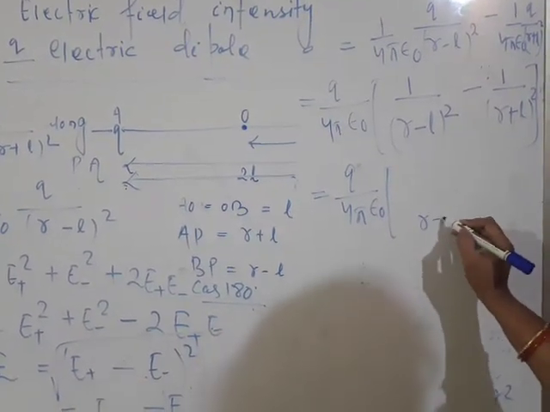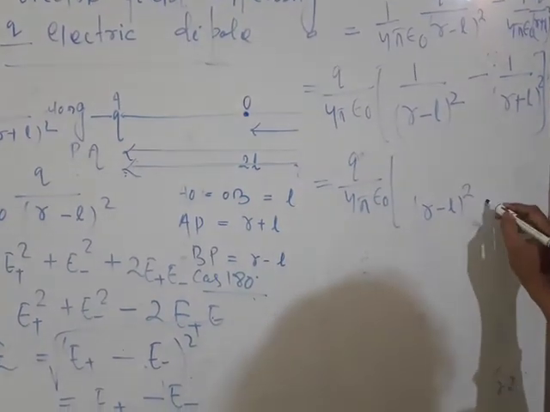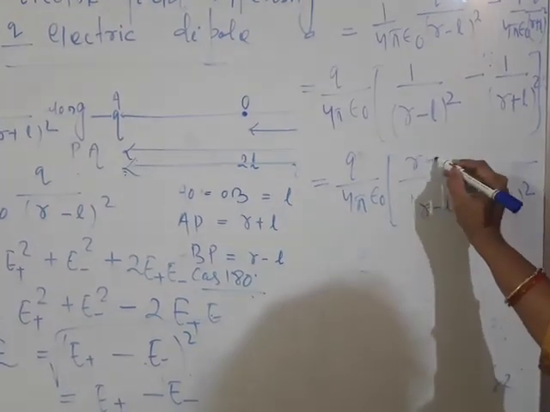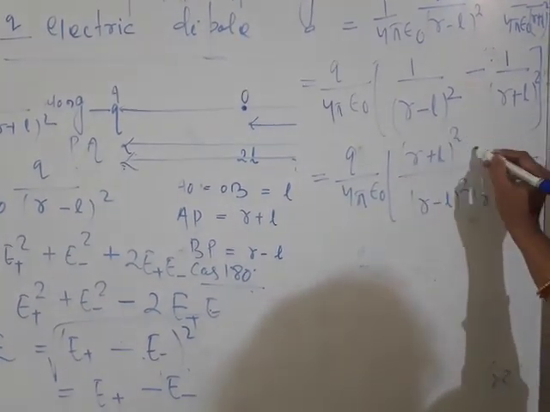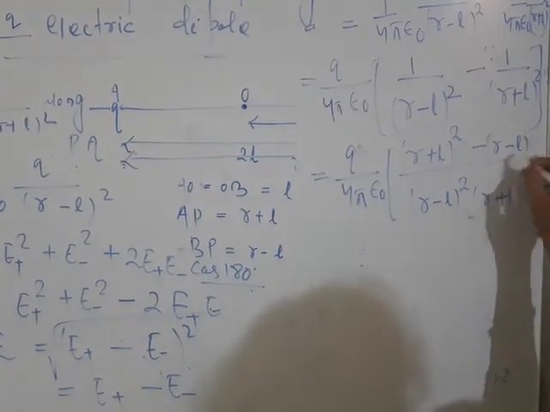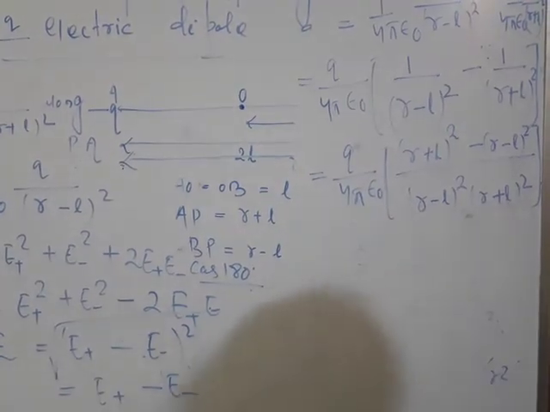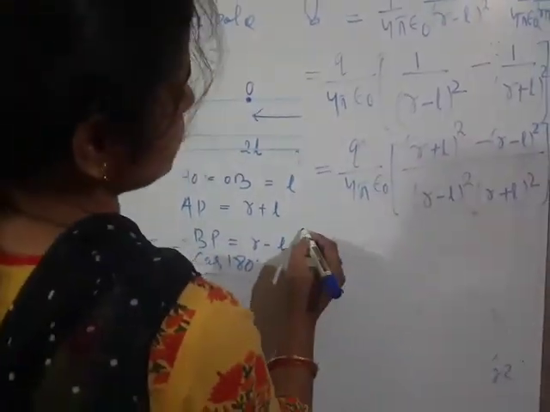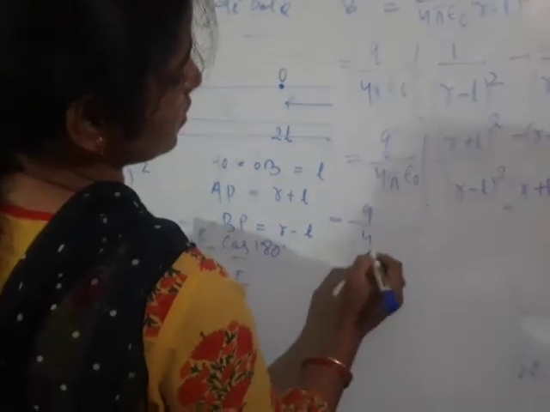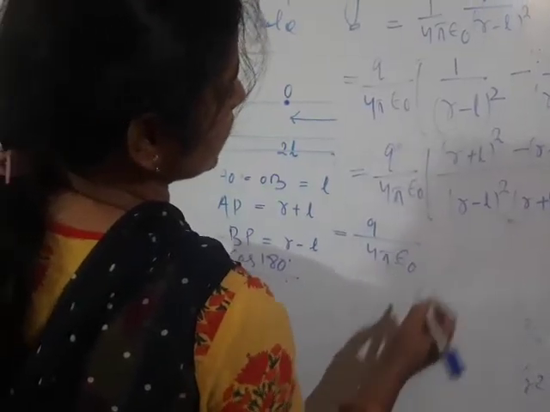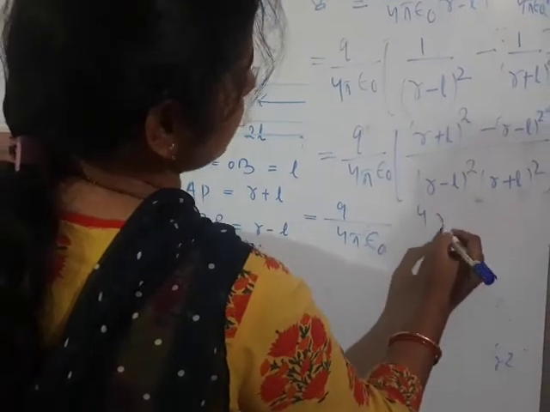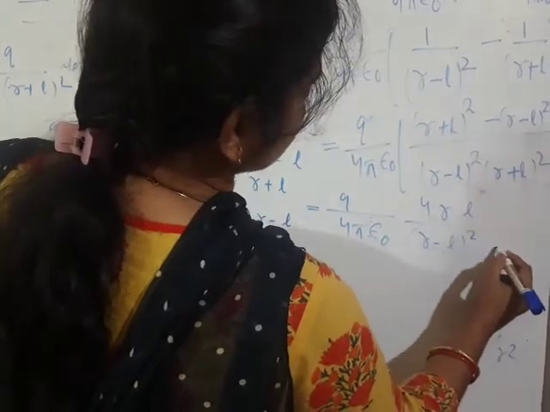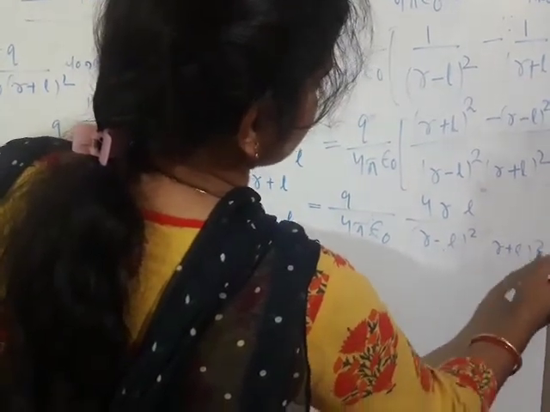We have to take the LCM, r minus l whole square whole into r plus l whole square, and this one is r plus l whole square minus r minus l whole square. So this is just like the formula a plus b whole square minus a minus b whole square, which is 4ab. By putting this, q by 4 pi epsilon naught 4ab, that means 4rl divided by r minus l whole square whole into r plus l whole square.